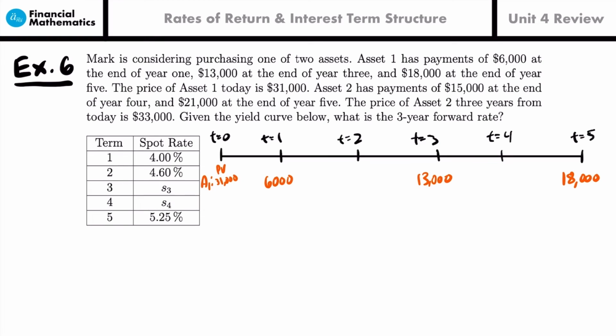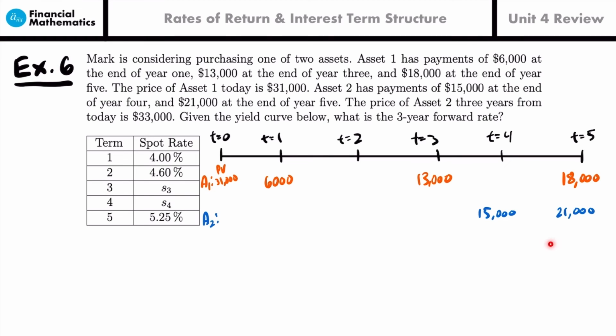Okay, now let's move on to Asset 2. Asset 2 also has payments or cash flows. Asset 2 has payments of $15,000 at the end of year 4 and $21,000 at the end of year 5. All right, so this will be where I put the cash flows for Asset 2. I'll put them in this row below the timeline. We have a payment of $15,000 at the end of year 4 and $21,000 at the end of year 5.